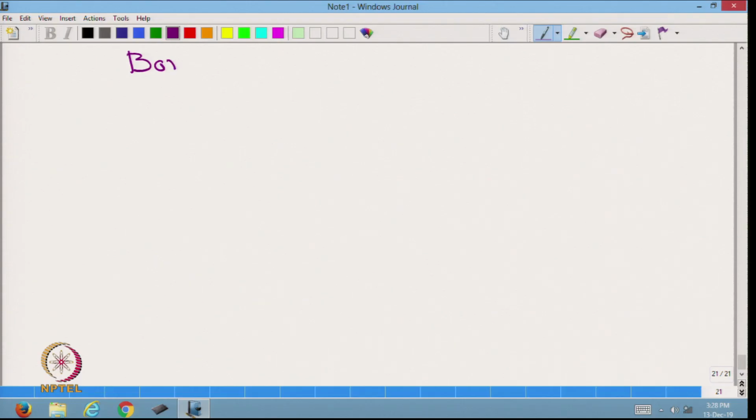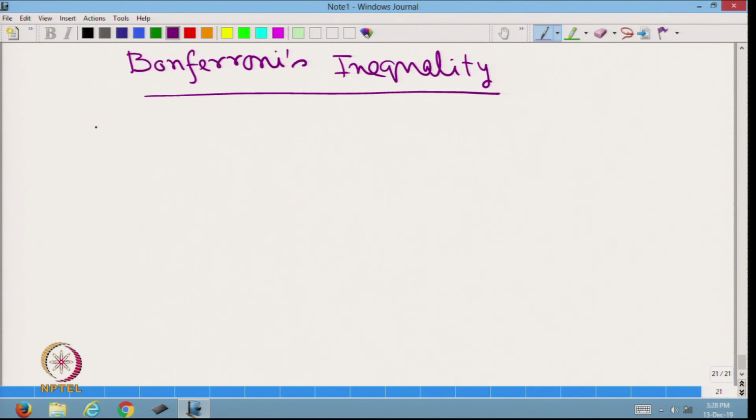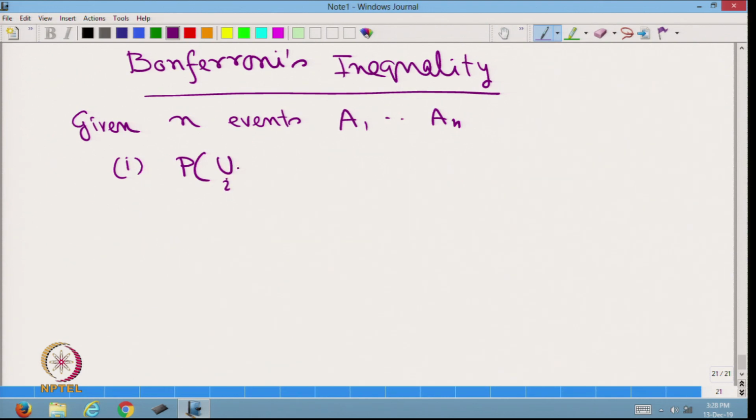Let me now state another property, which is called Bonferroni's property or Bonferroni's inequality, which states that given n events A1, A2, ..., An, probability of union over i is less than or equal to sigma probability of Ai, i equal to 1 to n.